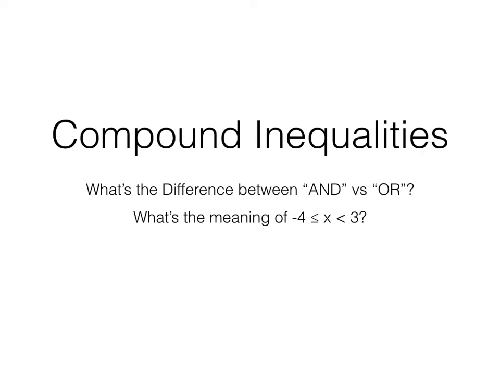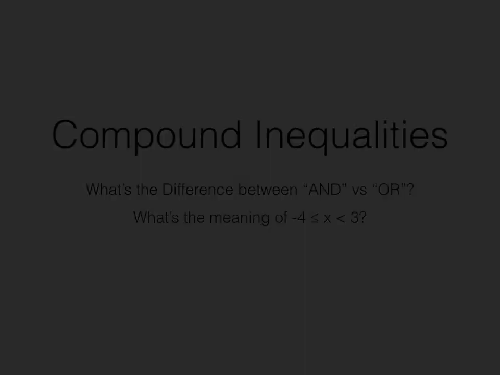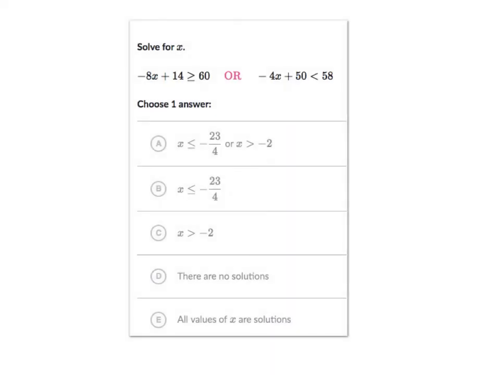In this video, we'll review compound inequalities in one variable. What is the difference between "and" versus "or"? And what is the meaning of notation that looks like -4 is less than or equal to x is less than 3? We'll start with an inequality that has "or." We're going to solve for x, and this came from Khan Academy.